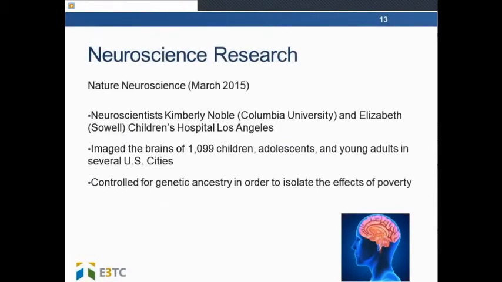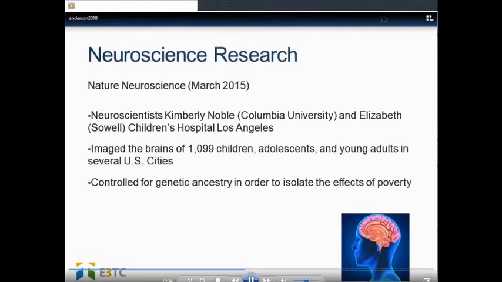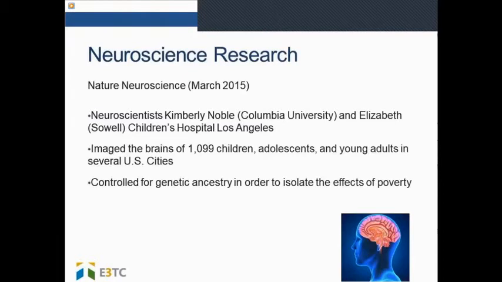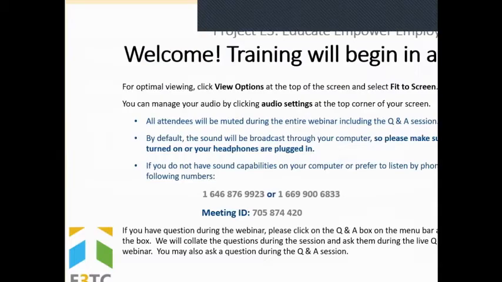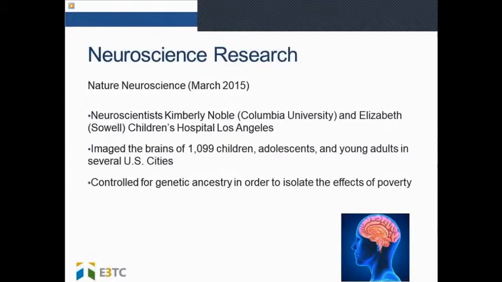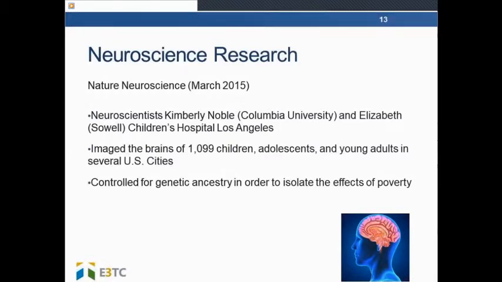So some additional research that's interesting to look at is in the field of neuroscience. Again, another study that was published not long ago, and this is widely available. You can even find clips on YouTube if you'd like a quick version of this, or to hear the information from the researchers themselves directly. Two neuroscientists, one at Columbia University and one at Children's Hospital in Los Angeles, collaborated, and they imaged the brains of 1,099 children, adolescents, and young adults in several cities across the United States. They controlled for genetic ancestry and some other factors in order to isolate the effects of poverty. What they were really looking for was to focus in on poverty itself and the effect of poverty on the brains of these children, adolescents, and young adults, and whether or not there was a difference.